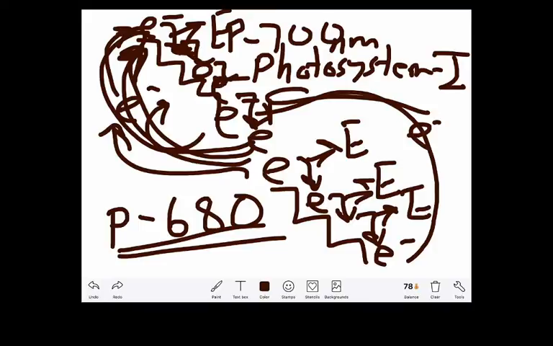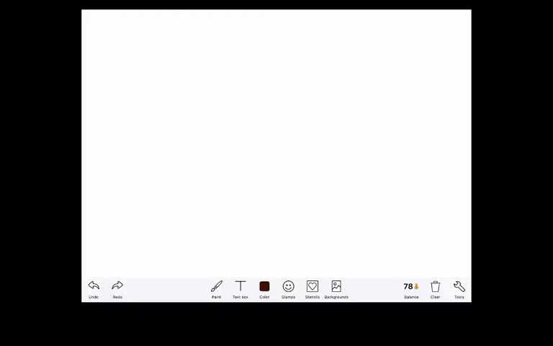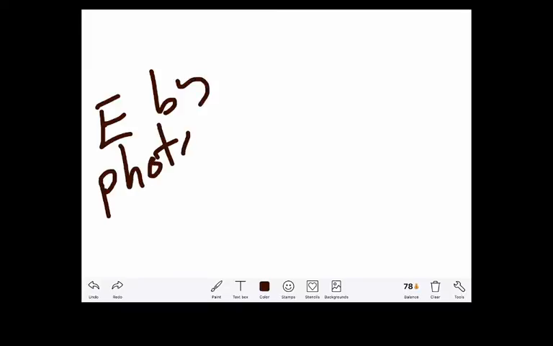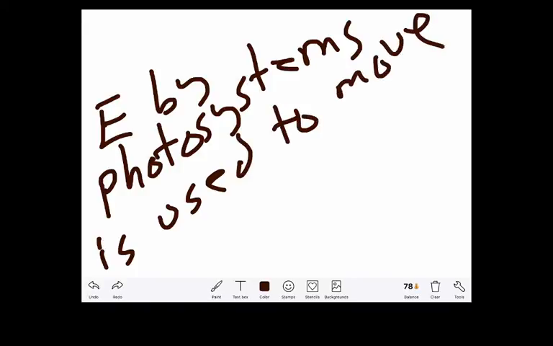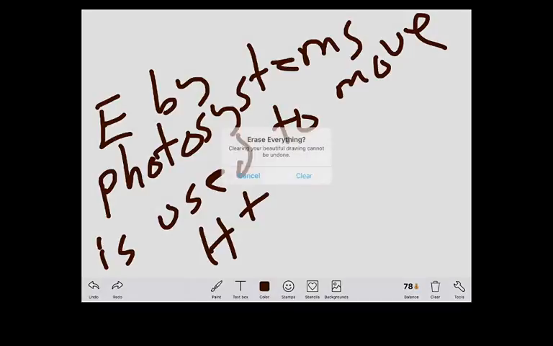In order for photosystem 2 to have electrons, it has to have a fresh supply of water. Ultimately, all of the energy that's produced by the photosystems is used to move those hydrogen ions that were also a result of the photolysis of water.